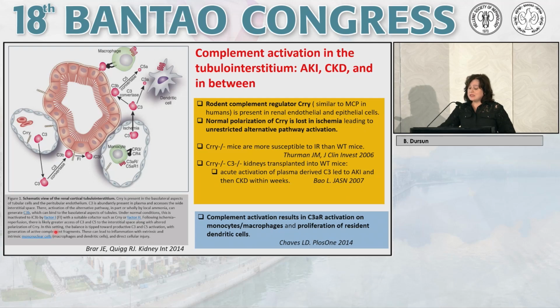And when kidneys from mice depleted of Crry and C3 were transplanted into wild-type mice, there was acute activation of plasma-derived C3, leading to AKI, and then to CKD as well within weeks. So this all shows the importance of alternative pathway activation, both in the formation of AKI and then CKD in the long term. And this complement activation process also resulted in C3a receptor activation on monocytes and macrophages infiltrating the kidney, and the proliferation of resident dendritic cells as well.